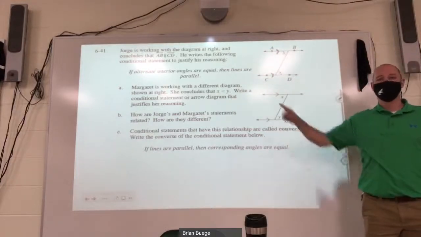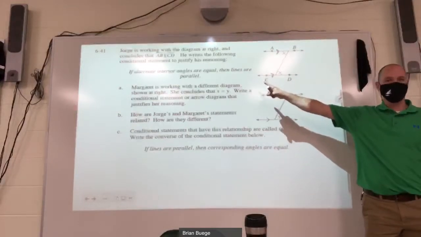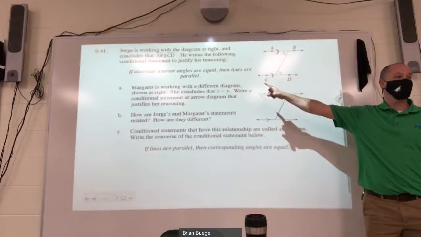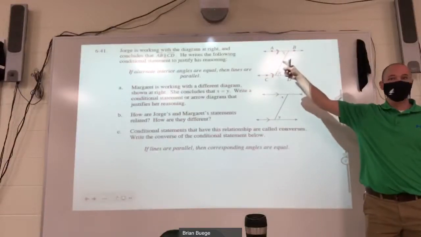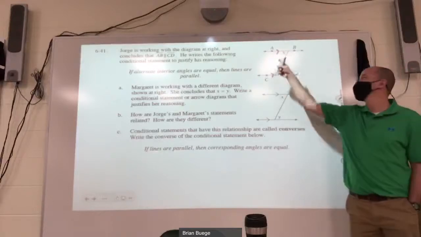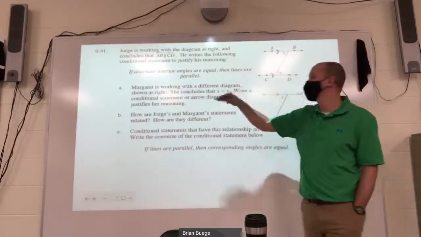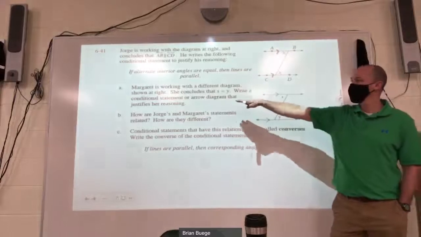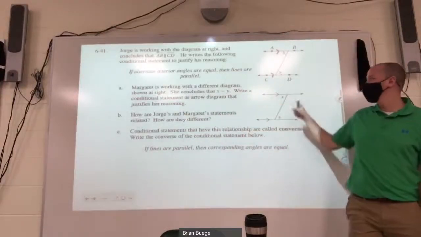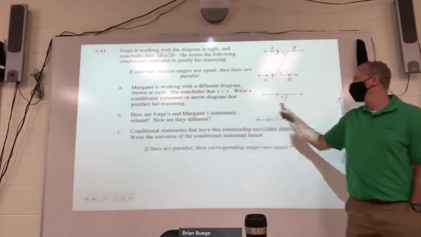First question, is that a true statement? Did he come to a good conclusion? What do you think? If alternate interior angles are equal, does that mean the lines have to be parallel? Yeah, because that's the only time alternate interior angles are equal. Okay, they're only equal if the lines are parallel. So this is a solid conclusion. Okay, then if you take a look down here in part A, it says Margaret is working with this next diagram. She concludes that x equals y.